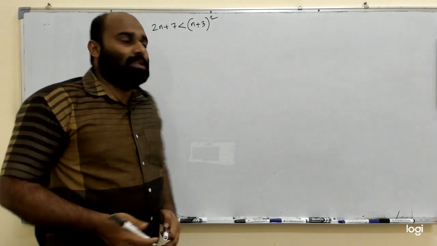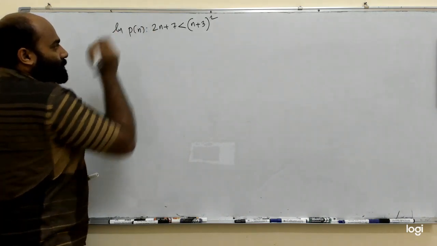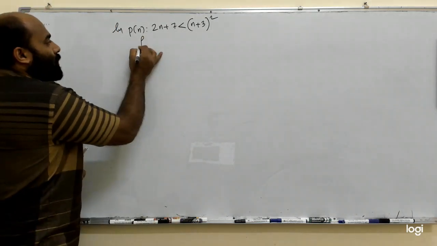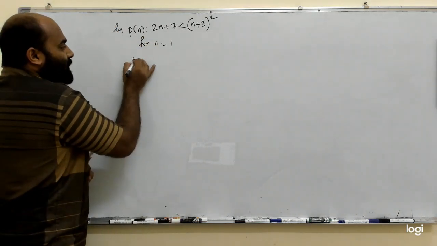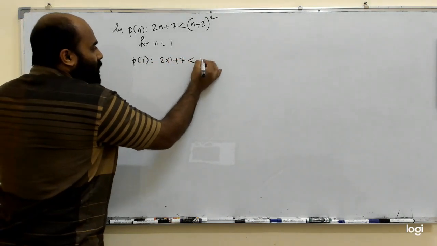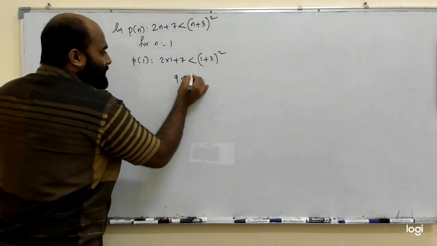Again the same procedure. First we have to give a name. Let this be P of n. What is the first thing? For n equal to 1. For n equal to 1, this you can write everything, I think. 2 into 1 plus 7 less than (1 plus 3) whole square. 2 into 1 is 2, plus 7 is 9, less than 16.